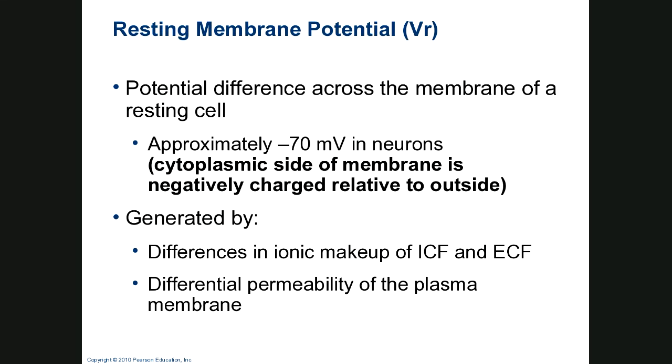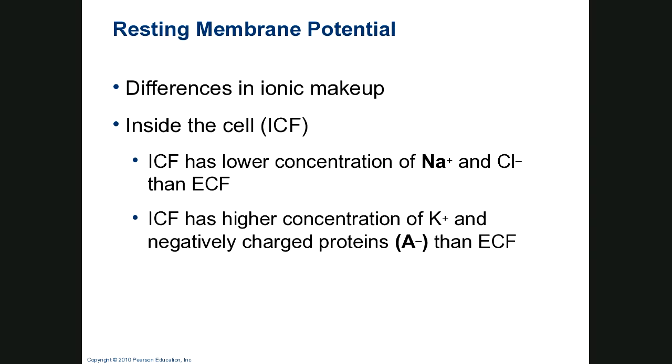Now, the potential difference is when you have a potential to have a charge, a flow of electricity. From the cytoplasmic side to the inside of the cell, the potential difference is approximately negative 70 millivolts. And it's made up by differences of intracellular fluid and extracellular fluid, as well as permeability of the plasma membrane. Now, inside the cell, the intracellular fluid has a low concentration of sodium, but a high concentration of negatively charged proteins or anions.